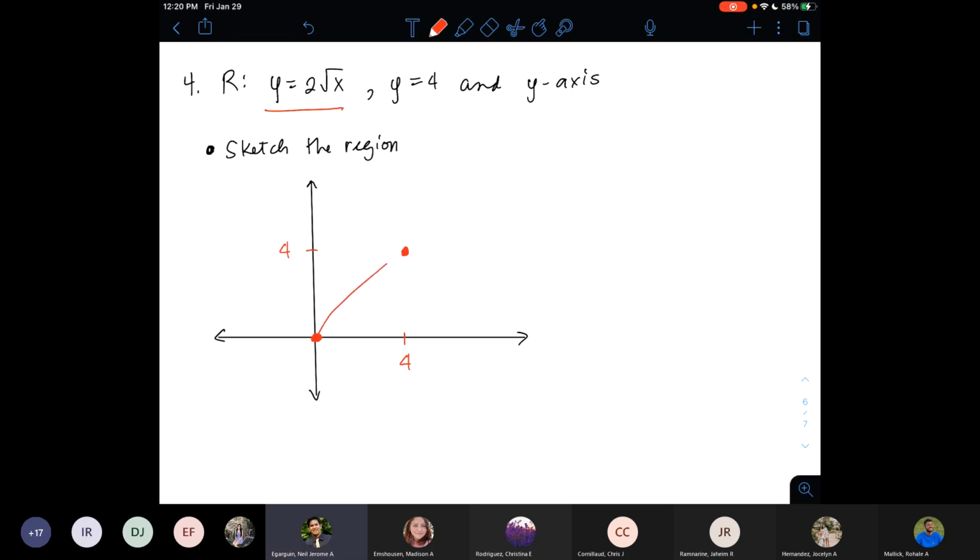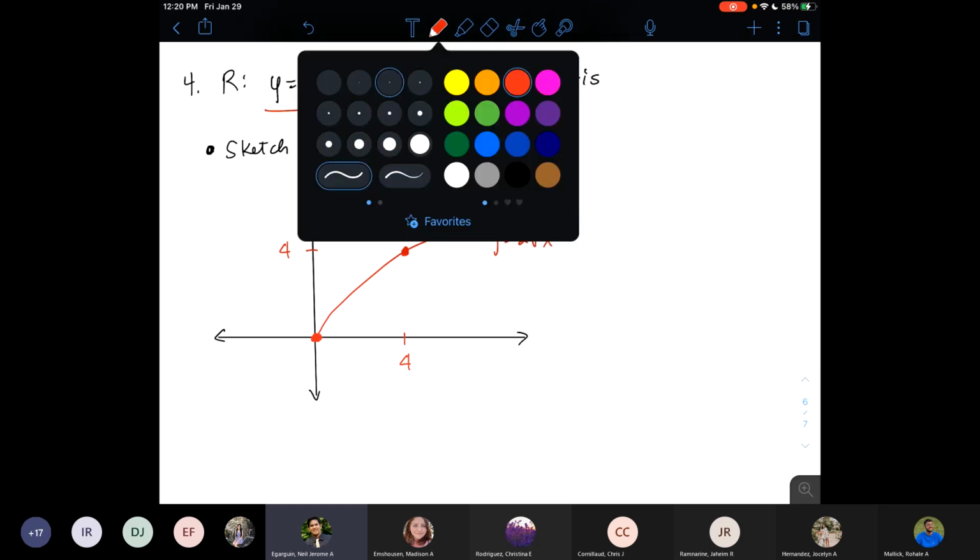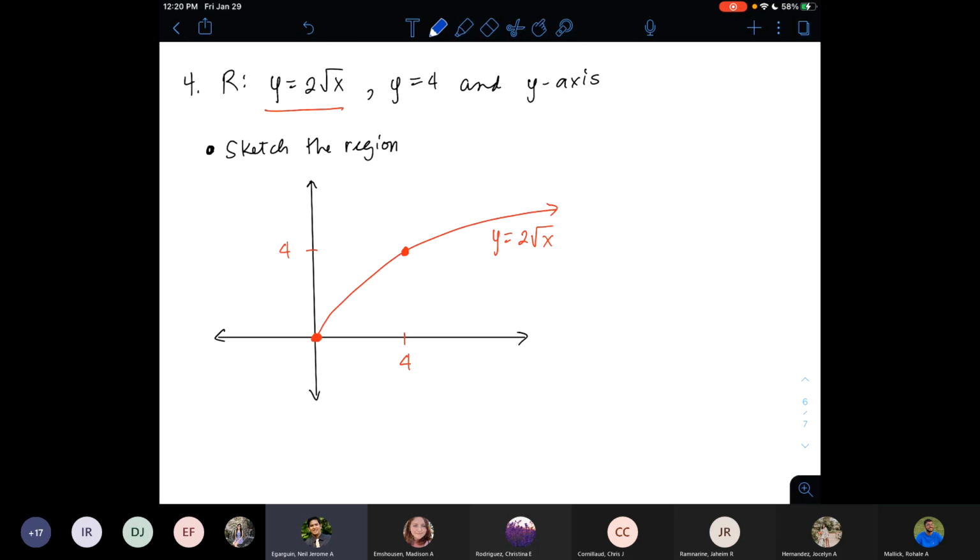Okay, and it's a semi-parabola opening to the right. So that's the graph of y equals 2 root x. And then the other function is y equals 4. So that is just the line y equals 4, right? And we were told that the region R is the region bounded by these two graphs and the y-axis. The y-axis over here, so the shaded region should be this. Okay, so that's the region R.